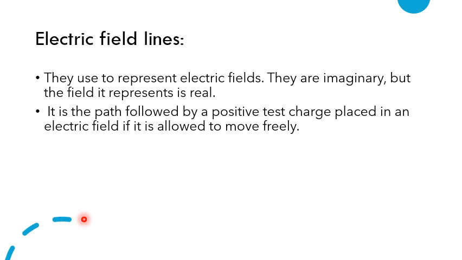An electric field line is the path followed by a positive test charge placed in an electric field if it is allowed to move freely. Let me make it clear. If an object experiences a resultant force, it starts to move in the direction of the force, right? Similarly, we know that an electric field is a region where a charged particle experiences an attraction or a repulsion. If you place a positive test charge in an electric field, it would definitely experience a force and it starts to move in the direction of the force. If you trace the path taken by that positive test charge, that would represent an electric field line. That's the concept mentioned here.